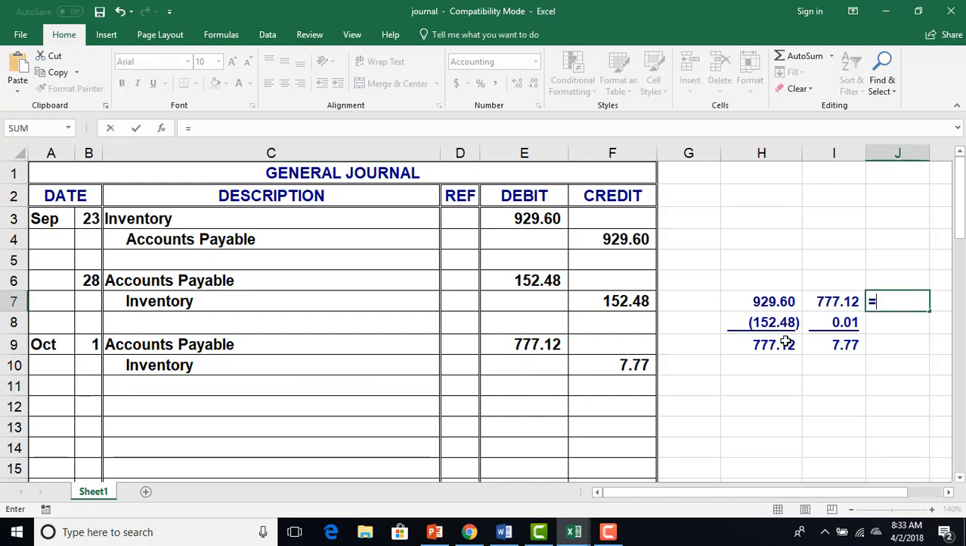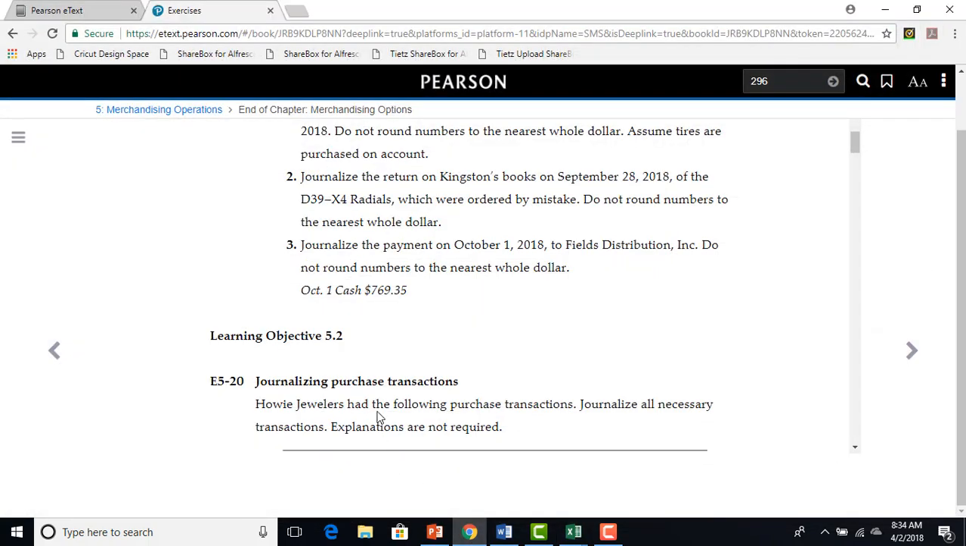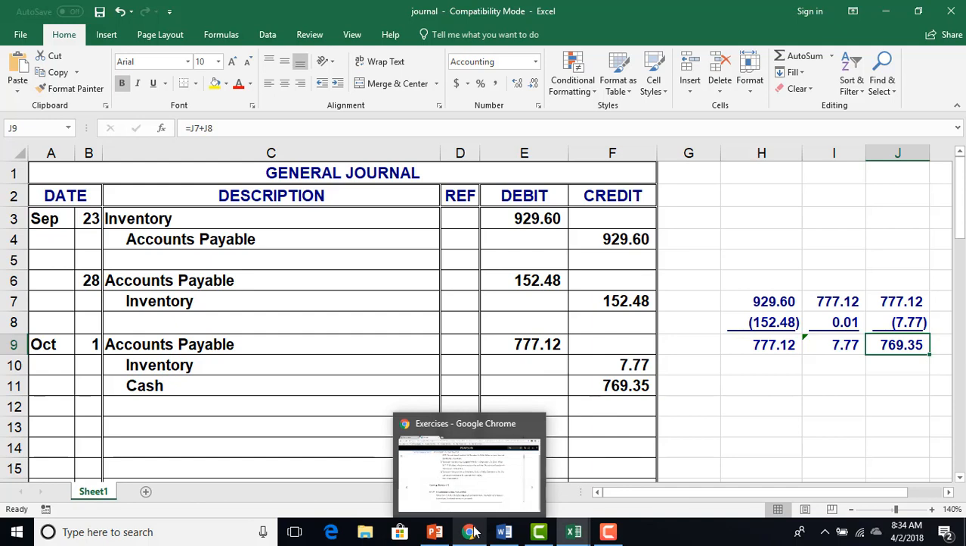Now I know that I owed $777.12, and I got a discount of $7.77. That means the amount of cash that I actually had to pay, lots of sevens in here, is $769.35. So I'll credit cash here for $769.35. Let's check that check figure, make sure we got it right. And we did, checked off as $769.35, the amount of cash that we actually have to pay. Those are some purchase transactions. I wanted to make sure we still understood how to do those purchases before we moved on to some others.